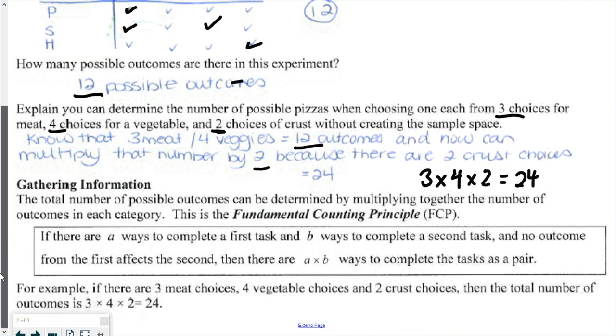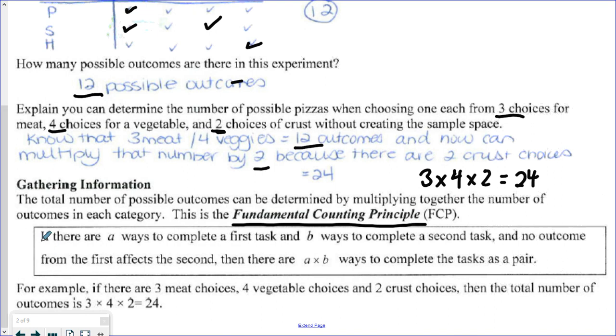The next part is exactly what we were talking about. The total number of possible outcomes can be determined by multiplying together the number of outcomes in each category. This is called the fundamental counting principle, and it is going to apply throughout the unit. There'll be places where you can apply this principle and places where it won't necessarily be particularly useful, but this is something we'll see throughout the unit.